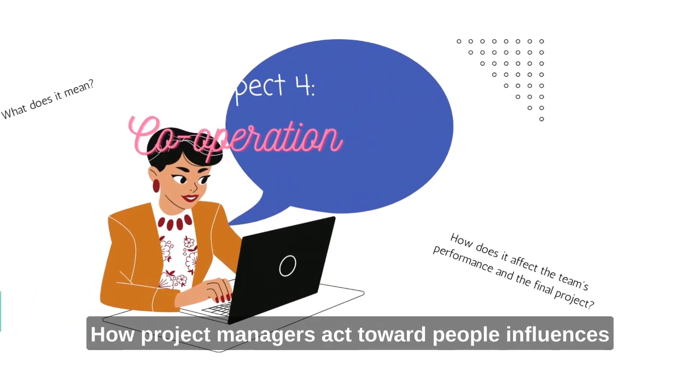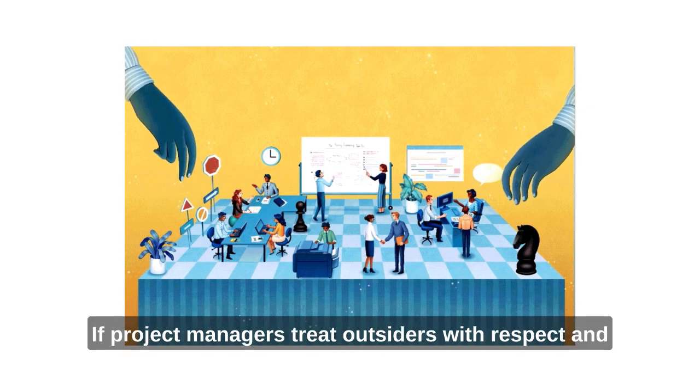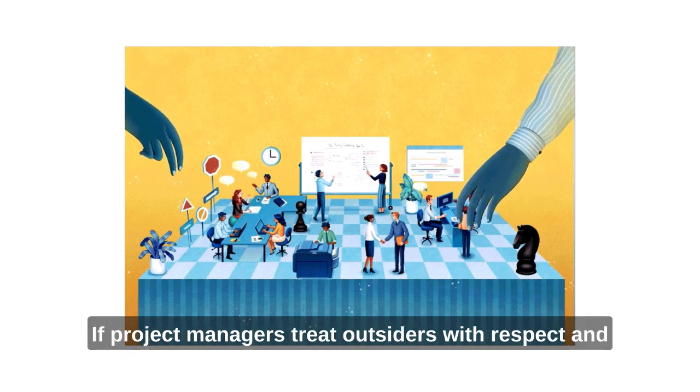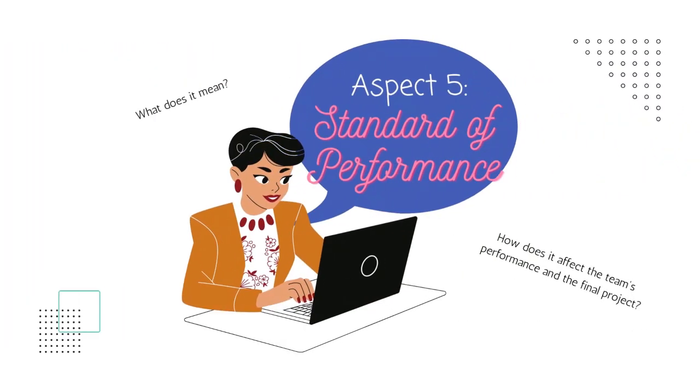Cooperation. How project managers act toward people influences how team members interact with people. If project managers treat outsiders with respect and are responsive to their needs, then others will more likely follow.